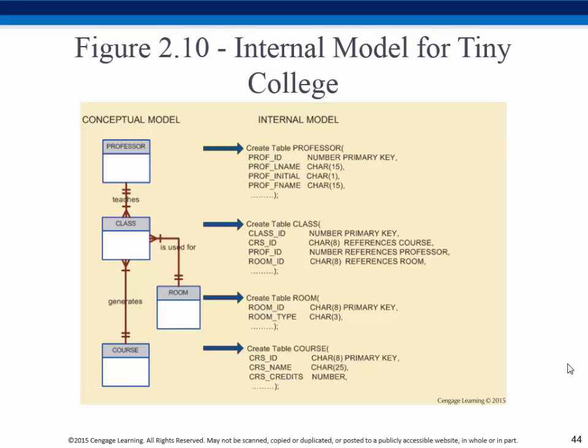And here it shows your model, again for a tiny college. It shows the conceptual model to the side, and then the internal model. You would create your professor table and put your entities and your attributes in, your class table, your room table, and your course table.